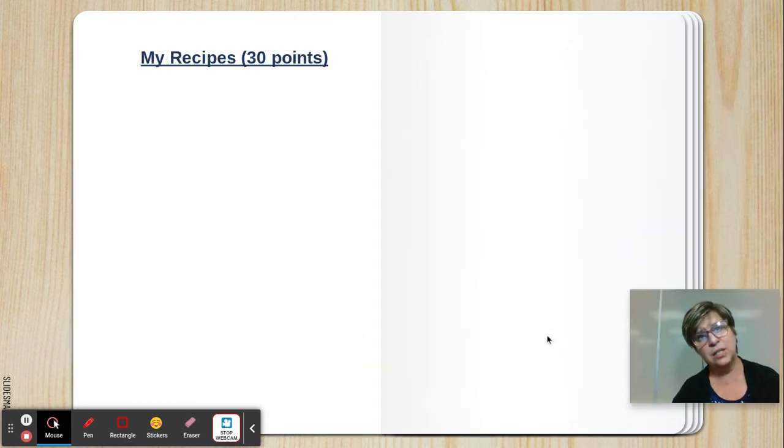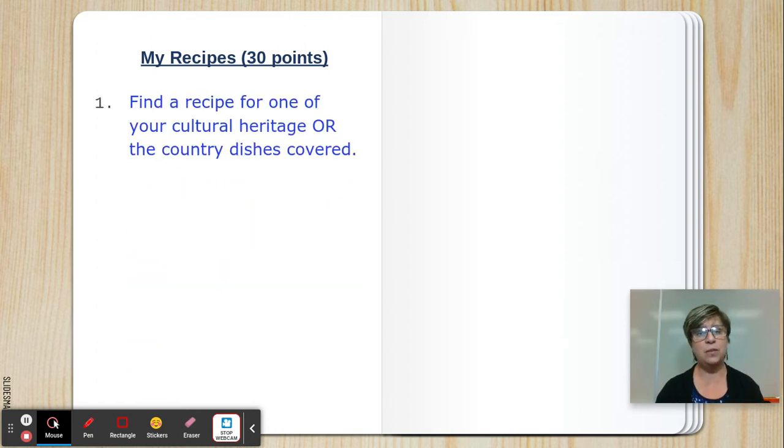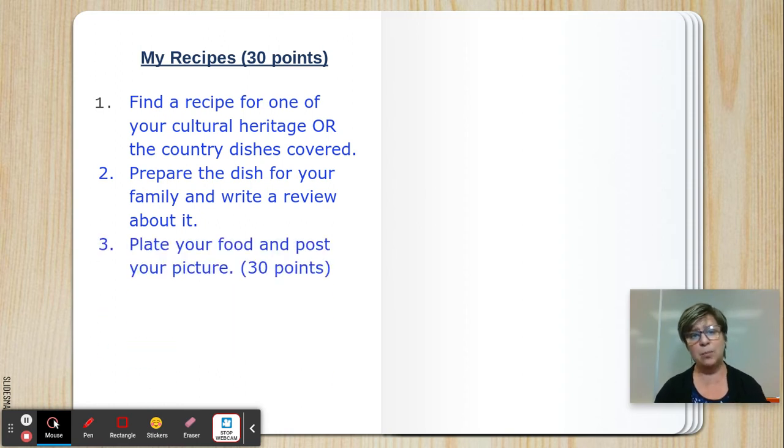The recipe, this is worth 30 points. So this is the cooking part. You're going to find a recipe for one of your cultural heritages, or you can use the country dishes that we covered. You should actually prepare the meal for your family and write a review about it. And plate your food and post your picture in the assignment. Okay. This is due June 9th. Unless you're a senior, then it is due June 4th.